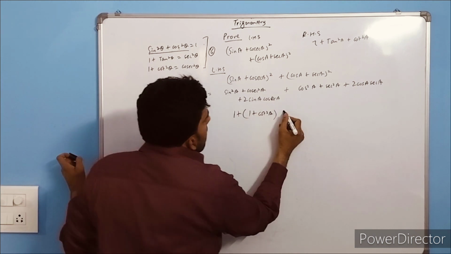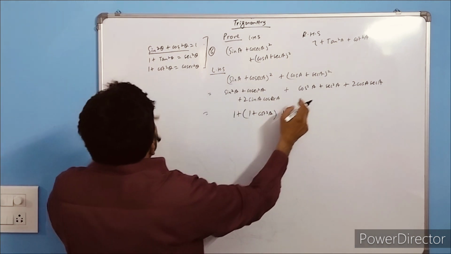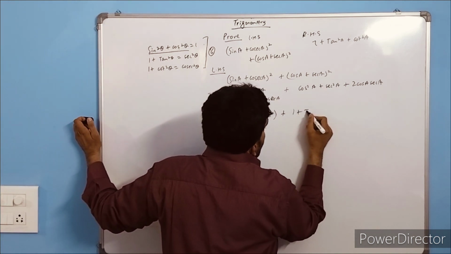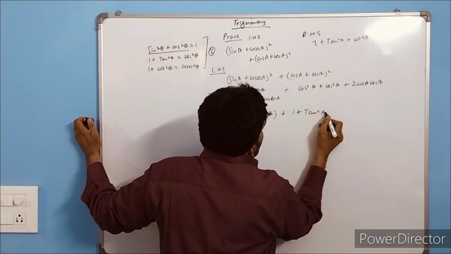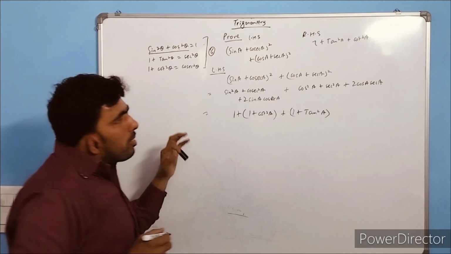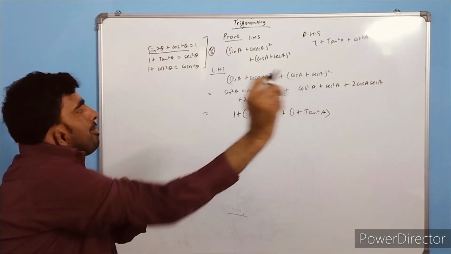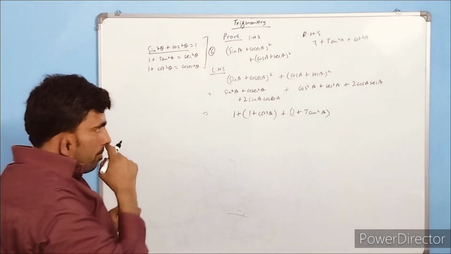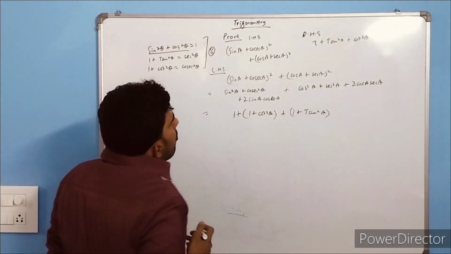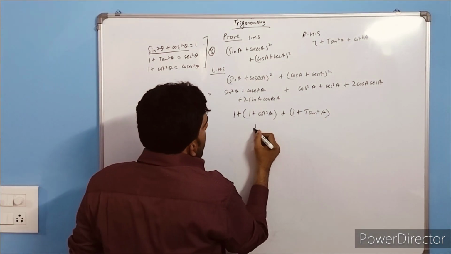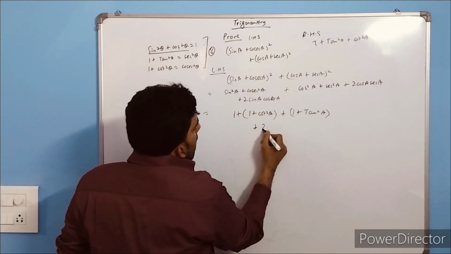Okay, plus. What is sec square A? 1 plus tan square A. Okay, so I am just using the identities here. Now when I use the identities, we'll move further. Now these identities have been used. Now further we can see 2 sin A into cosec A.